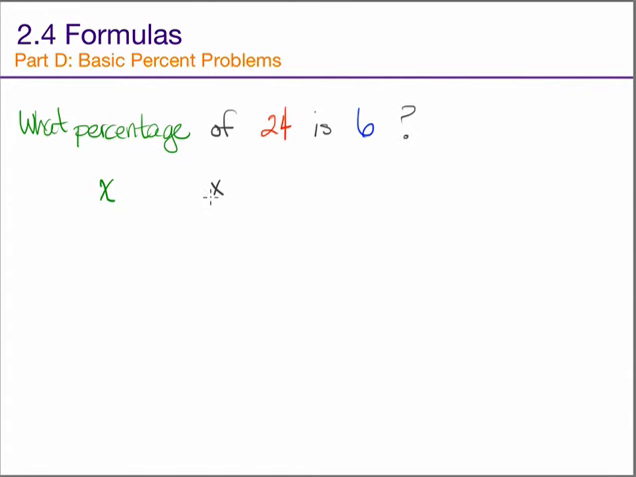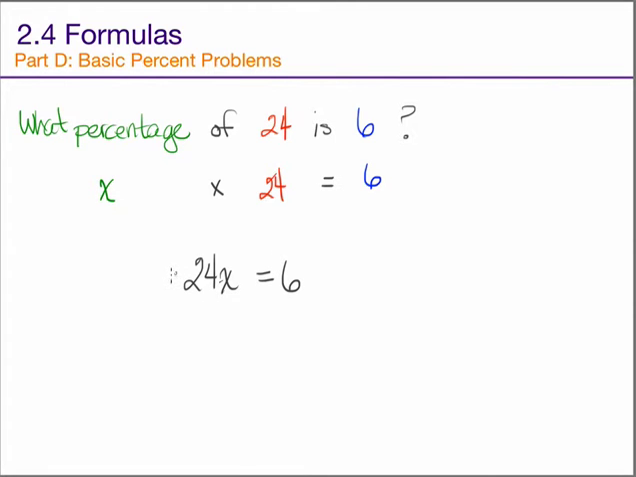Of means times. 24. Is means equals. And 6. I could rewrite this equation: 24x equals 6. And it would look a lot more familiar.